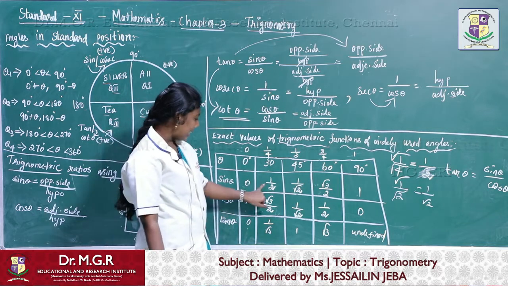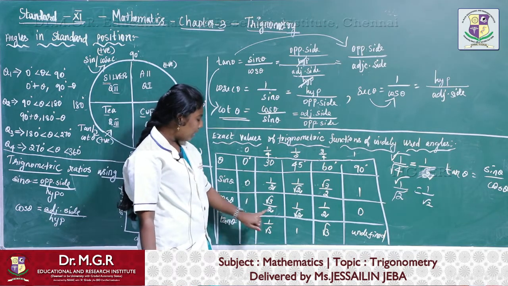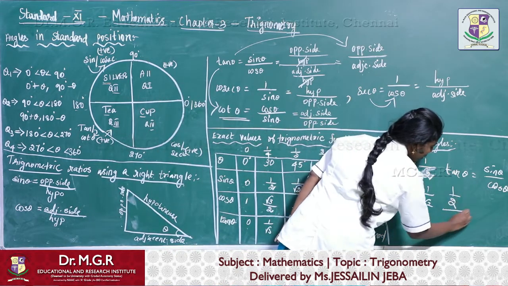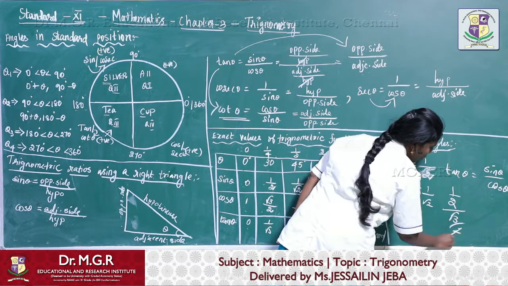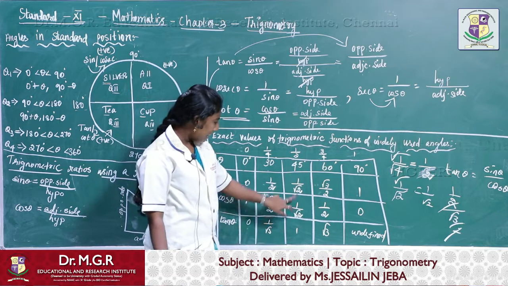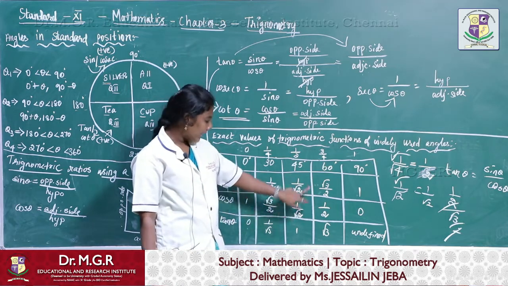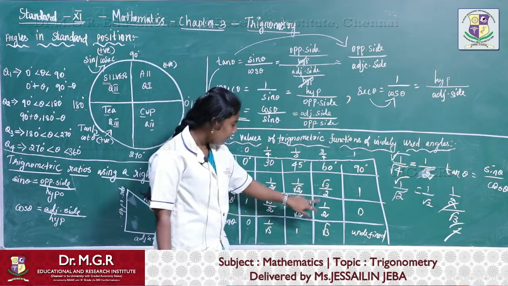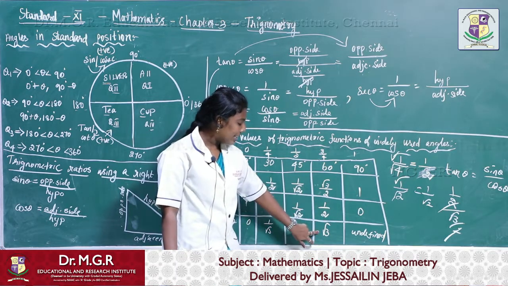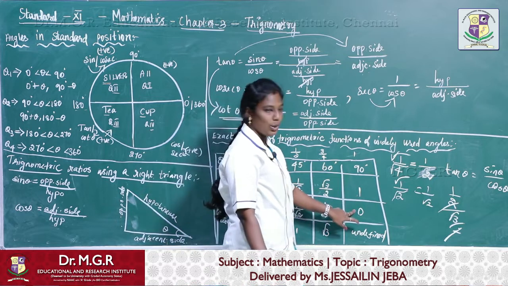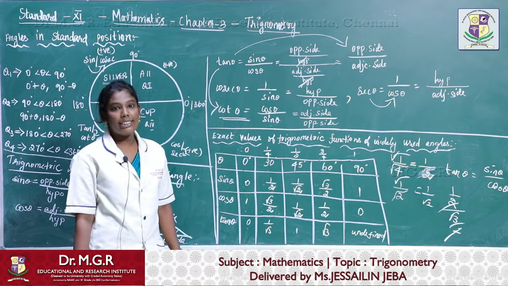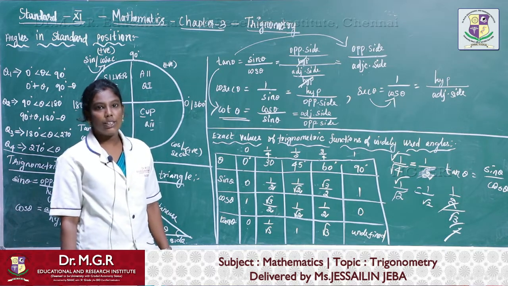Next, sine by cos: 1 by 2 divided by root 3 by 2. The 2 gets cancelled, so 1 by root 3 will come. Then 1 by root 2 divided by 1 by root 2 all gets cancelled, so 1 will come. Then root 3 by 2 divided by 1 by 2, the 2 and 2 get cancelled, so root 3. Then 1 by 0: we don't have any value for 1 by 0, so that is undefined. So that's all.